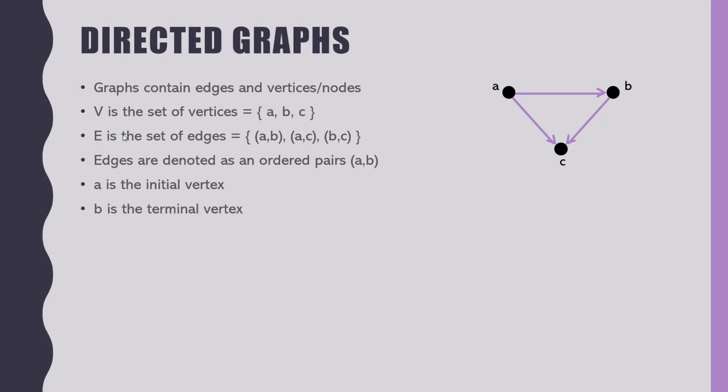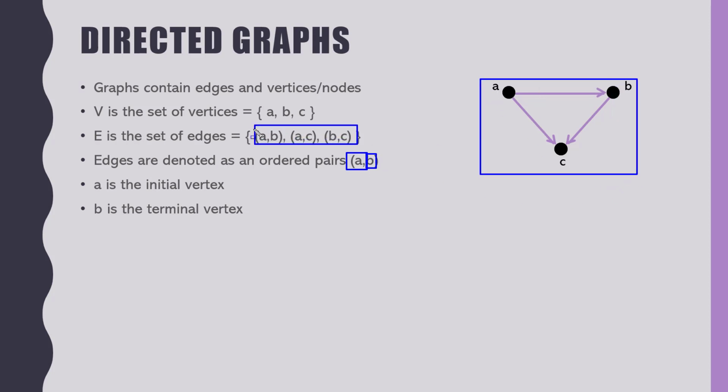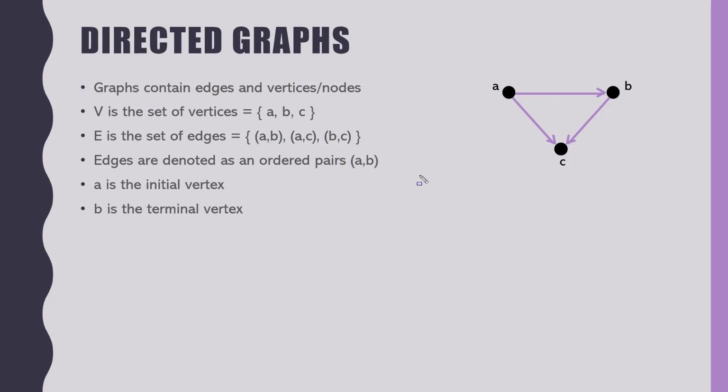So look at this. We're going from here to here. Or with these actual values that match this actual graph, we're going from A to B, from A to C, and from B to C, okay? The one on the left is the initial, the one on the right is the terminal. That sounds so terminal. It sounds so ominous. The terminal vertex.